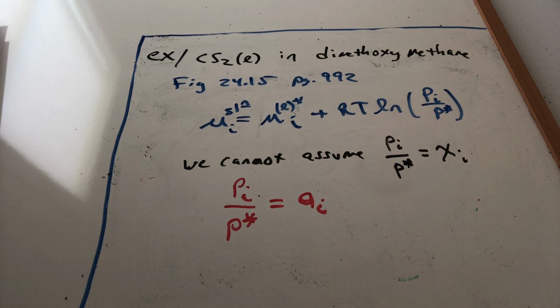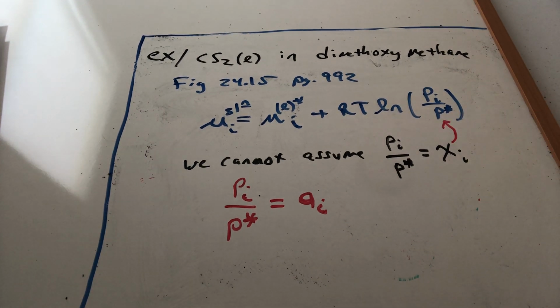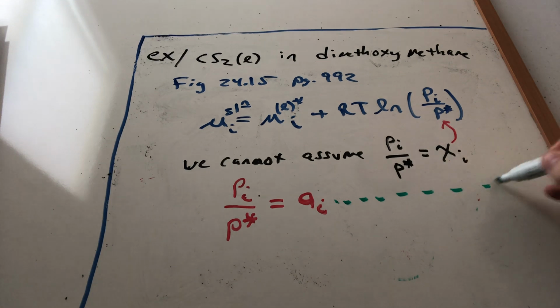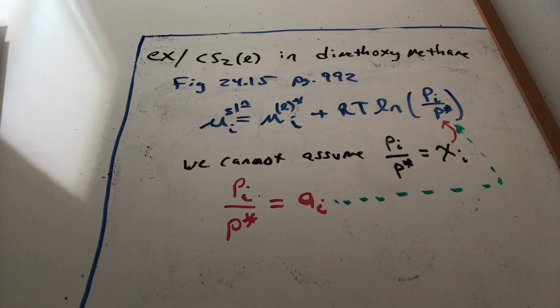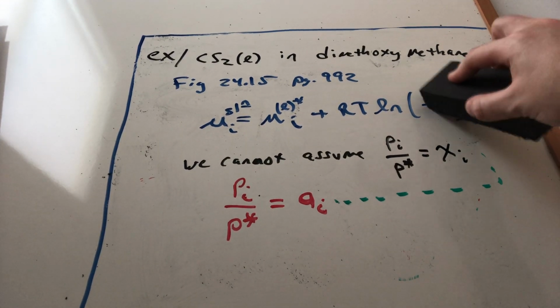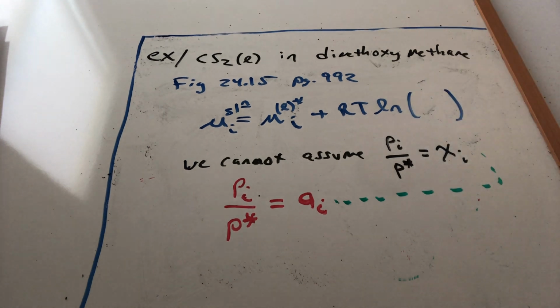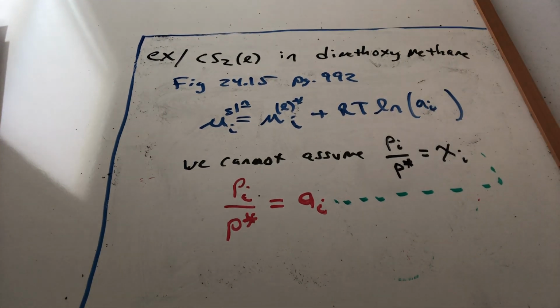right? Now remember the substitution we made for ideal solutions. This chi I just came in here, right? Now instead, for these regular or real solutions, what we're going to do is replace this value, this fraction inside the natural log, with an a sub I. Okay. Now you can kind of see some properties of the activity already, just from looking at this.